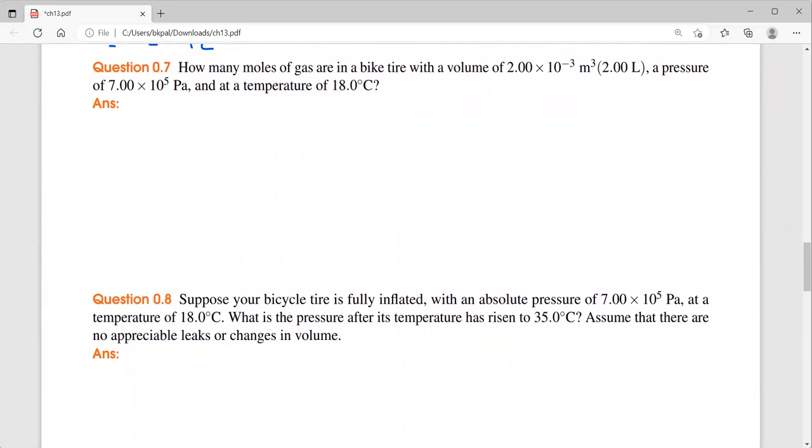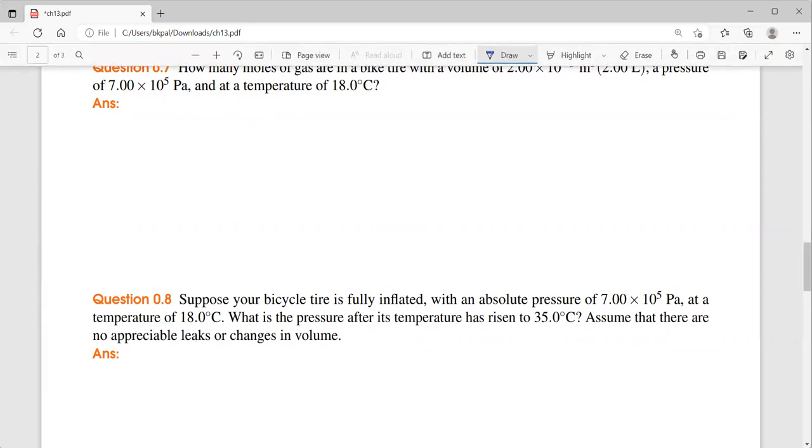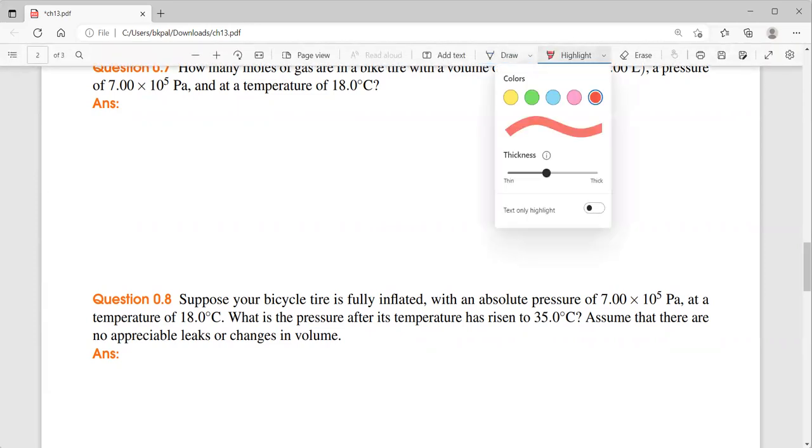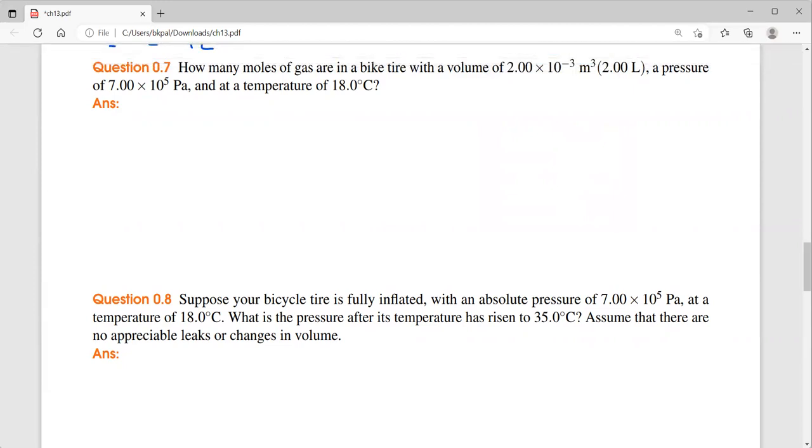Let's go to number 7. All right. So here we have to calculate the number of moles in a bike tire with a volume. So volume is given. We are basically going to use meter cube, not liter. Meter cube is the standard international unit.